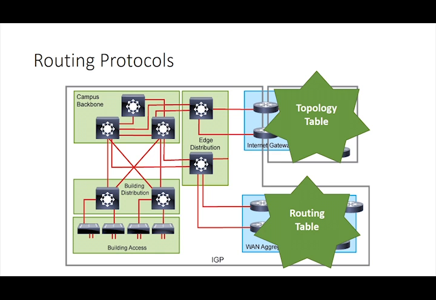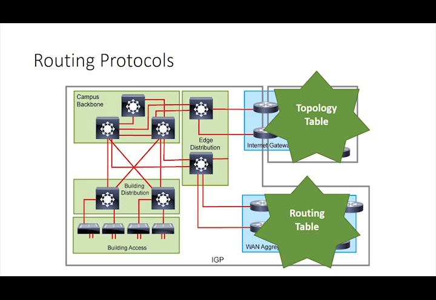Once the routing protocol has built the topology table and uses its algorithm to find the best path to each network, it creates a routing table. It is this routing table that is used to determine how to forward packets.